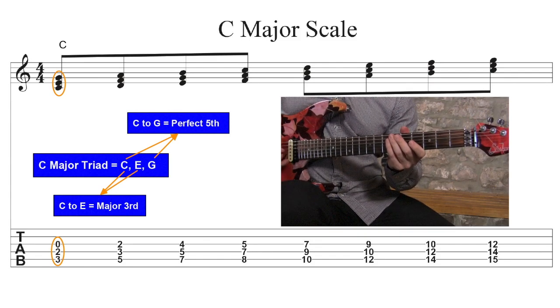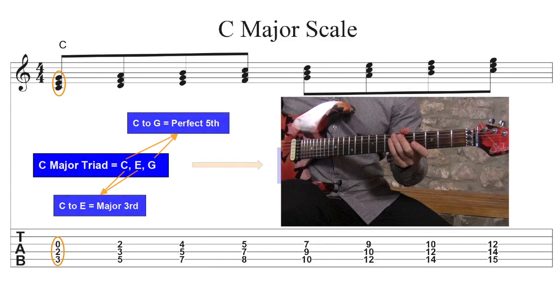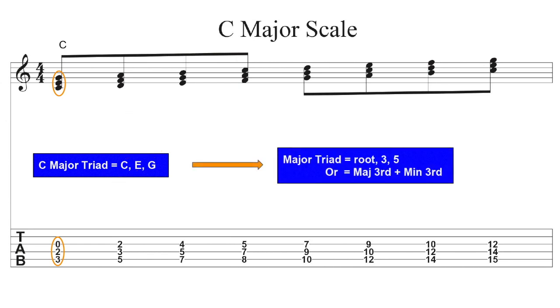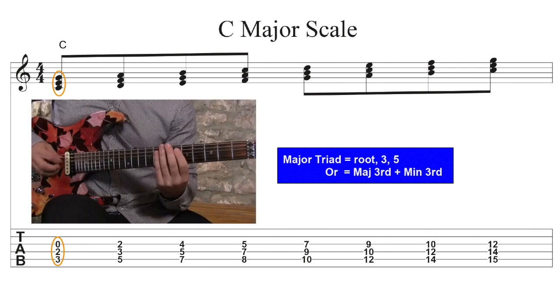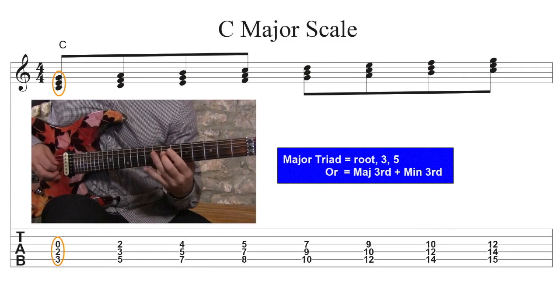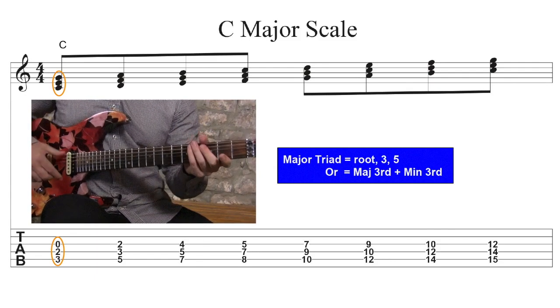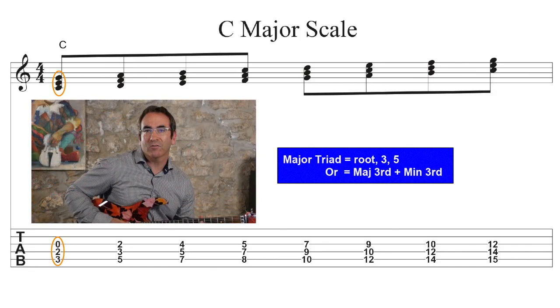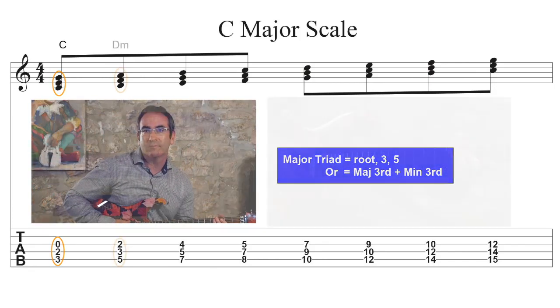So we now have the following definition for a major triad. A major triad is a major third followed by a minor third, or in terms of the intervals, the root, the third, and the perfect 5th. So we could apply that idea from any other note. If we started from D, took F sharp, and then to A, that would be a D major triad. So the definition applies no matter where you are on the neck.